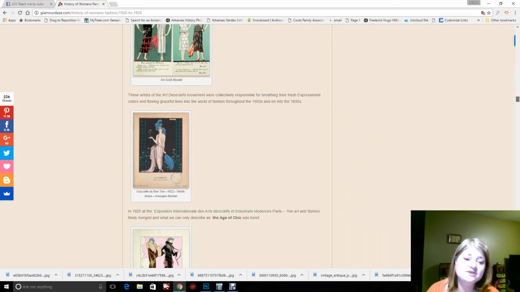So don't spare on the research. The research is going to help your photos look amazing. If you will take the time to research what you're coloring, you will be impressed with everything that you color.